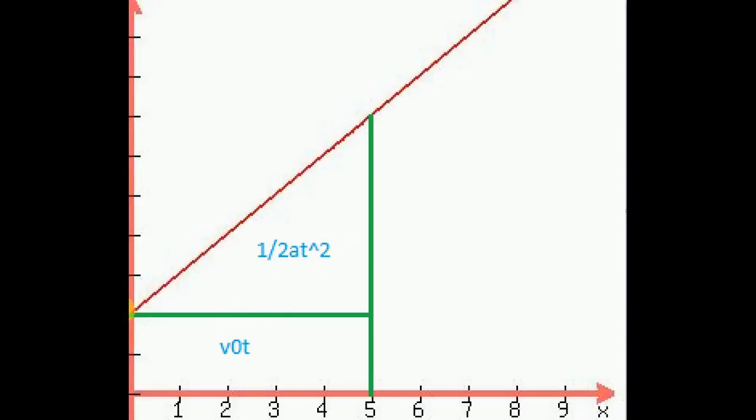We can see that v0t is the base of the figure, or the distance that the object would travel if it didn't accelerate at all. The initial velocity, or the height, times the time, or the length.